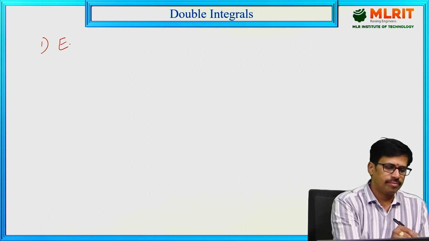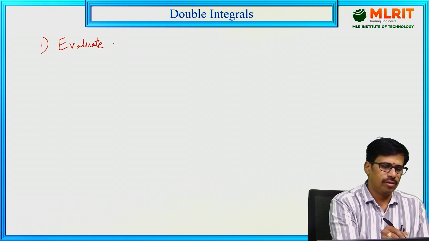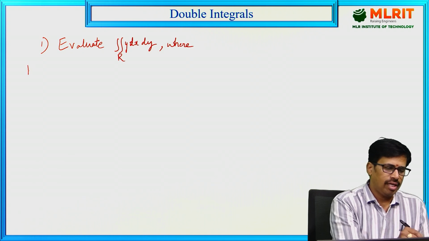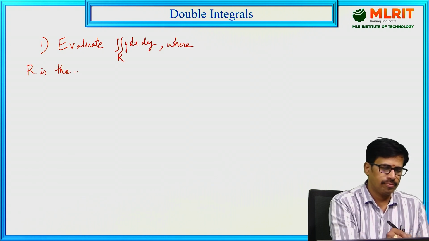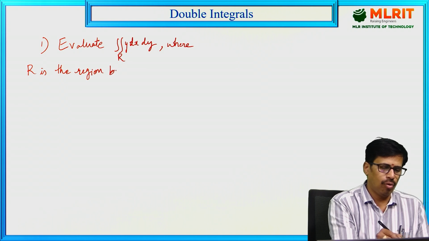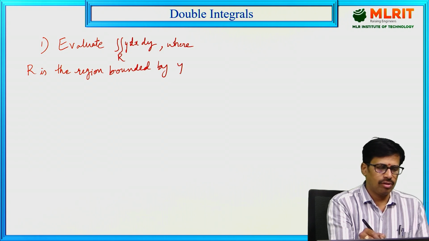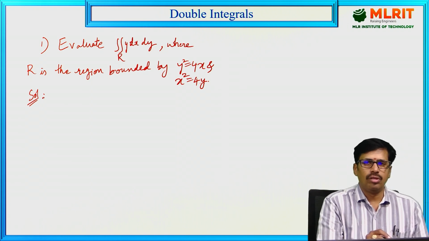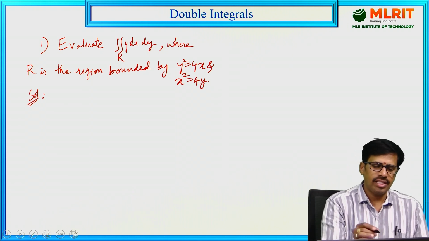So evaluate the double integral over the region R of y dx dy, where R is the region bounded by the two parabolas y square equal to 4x and x square equal to 4y. So R is the region that is given.